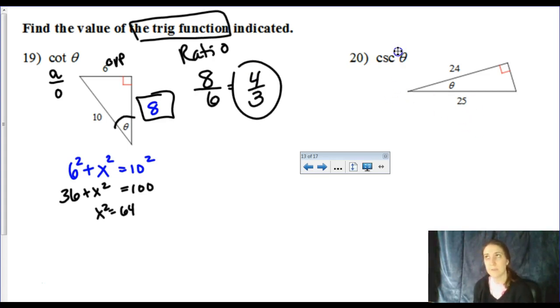Cosecant is the reciprocal for sine. So if sine is opposite over hypotenuse, cosecant is hypotenuse over opposite. So, bit of a problem. We don't have the other side. So we're going to have to set up Pythagorean theorem, or we'd have to recognize that this too is a Pythagorean triple. It's one of my favorite ones.